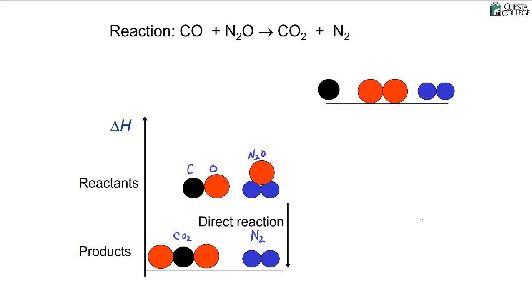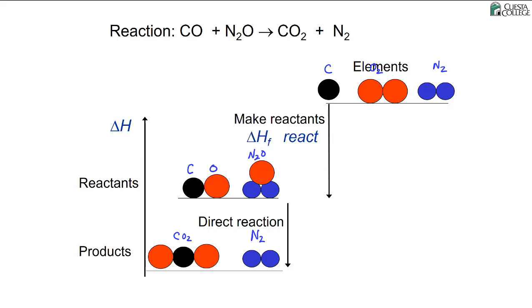We could envision this as starting with elements in their standard state. And so we could start with carbon and oxygen and nitrogen as elements in their standard state. And we could use delta HF values or delta HF equations to think about those elements turning into reactants. Now, if those elements turn into reactants, we would know their delta HF values by looking them up in Appendix D. We could also think of those same elements as turning into products.